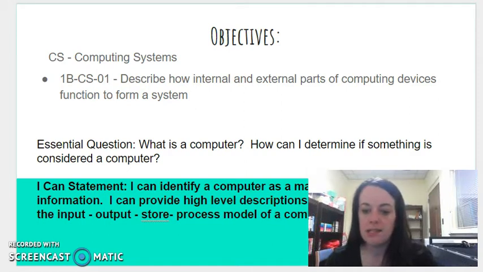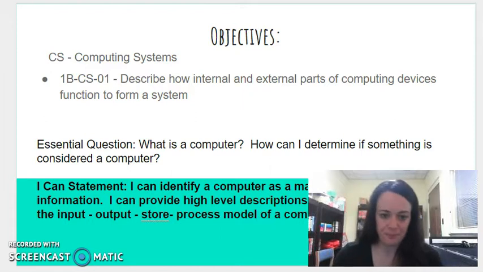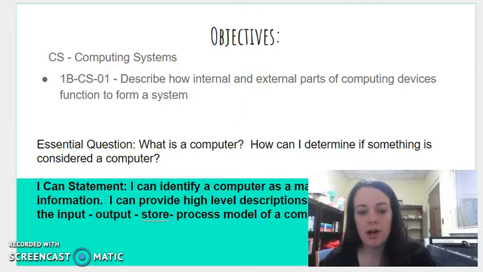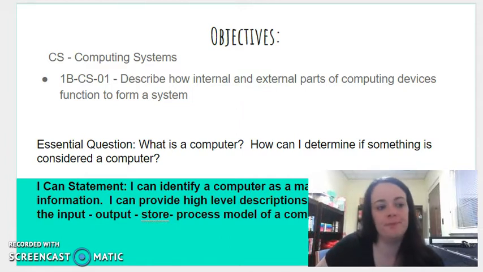So by the end of this lesson, or if you don't finish by the end of this lesson when you finish it next week, you should be able to answer what a computer is and how you can determine if something is considered a computer. Your I can statement for the day: I can identify a computer as a machine that processes information. I can provide high-level descriptions of the different parts of the input, output, store, and process model of a computer.